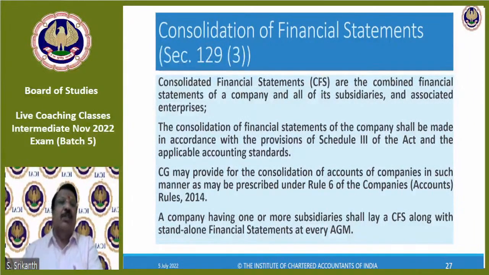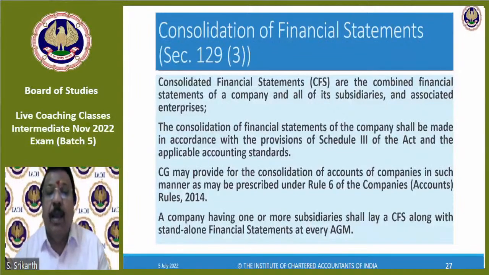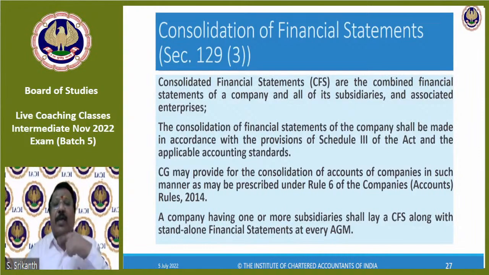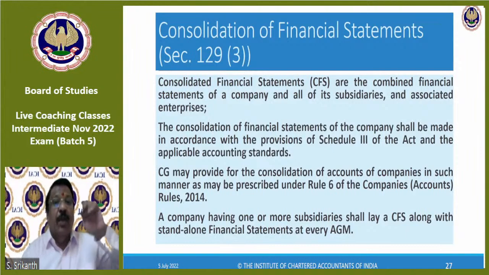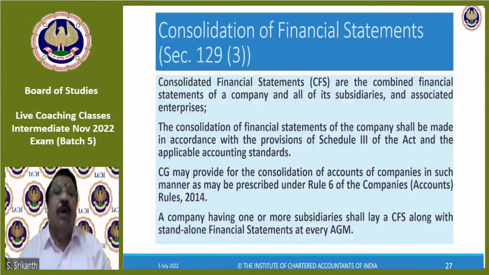consolidation of financial statements. I'm sure this is one more topic you've come across in financial accounting or financial reporting. Basically, the idea is the combined financial statements of a company and all of its subsidiaries and associated enterprises. Where this company is having more than 20% of the paid up capital in that company, that is also a substantial interest, and therefore you have to combine.